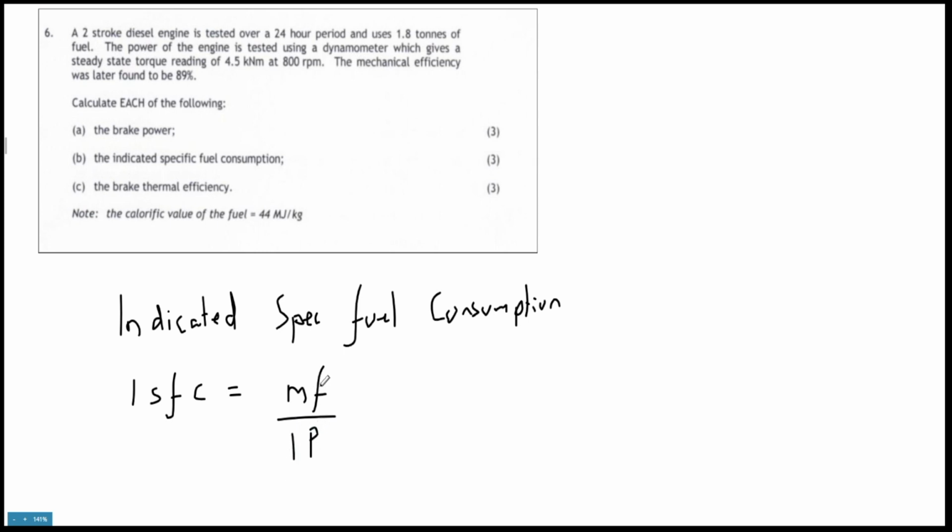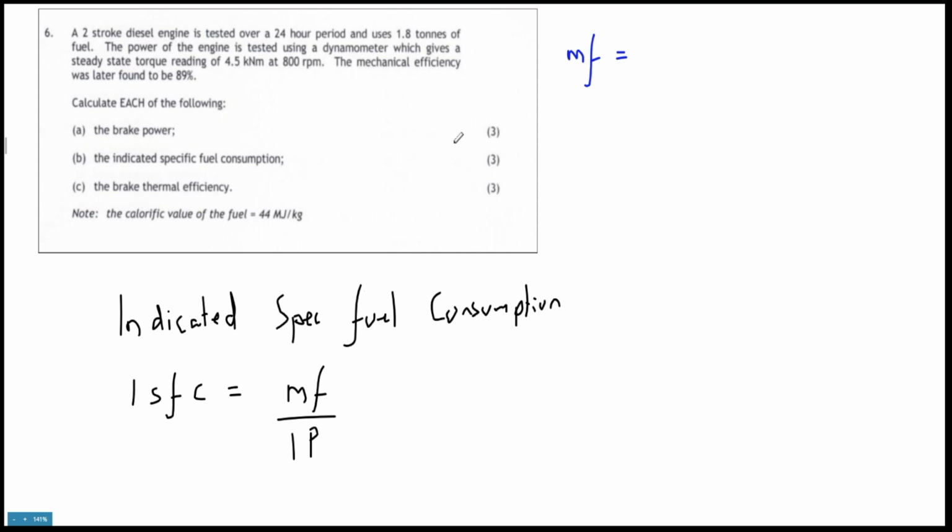Now, MF is the amount of mass of fuel. It's a mass of fuel per second. So we can work that out as the mass of fuel per second, because we can do it in hours as well. The indicated specific fuel consumption is basically how much fuel we're using divided by the indicated power, which is the theoretical power. So it's like how much fuel you're using per second divided by how much power you should be producing. It's not the actual power, it's the theoretical power of the engine.